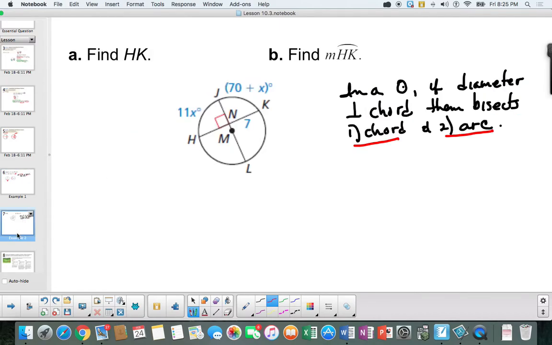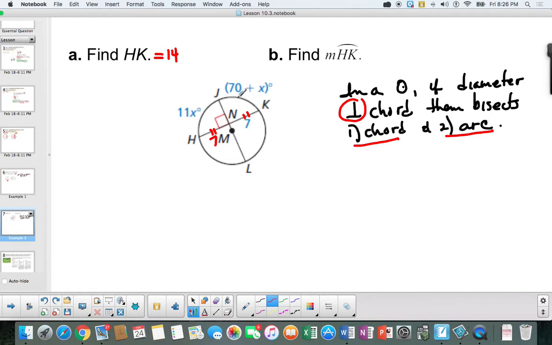All right, let's go ahead and find this one. I'm in a circle and I see a diameter that's perpendicular to a chord. So I know that it's going to bisect the chord. It's going to cut it in half, which means this side will be 7. So HK will be from H all the way to K, which will be 14.